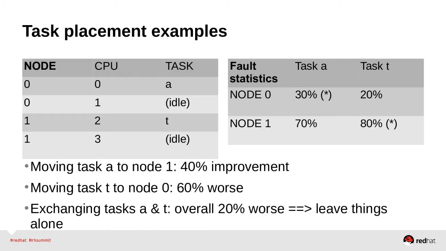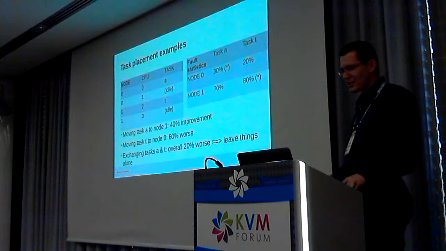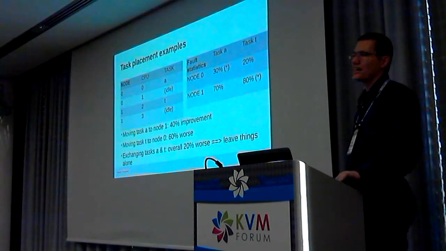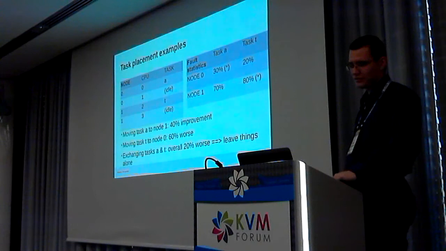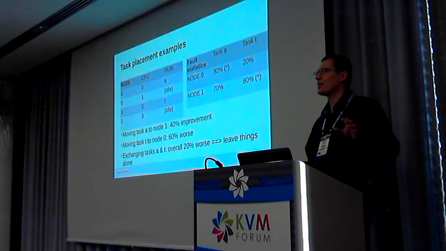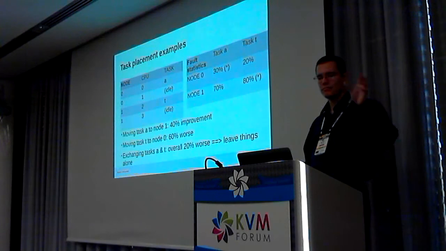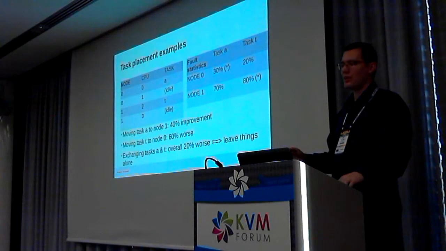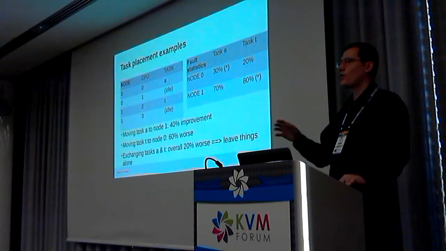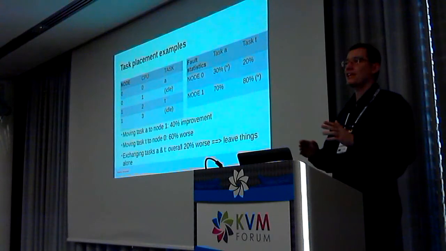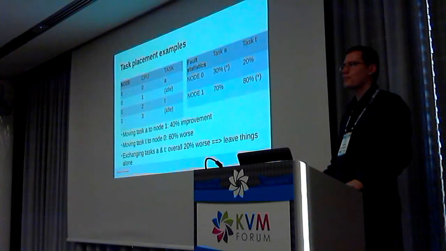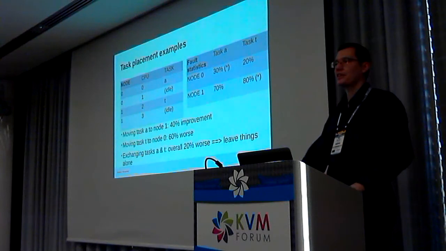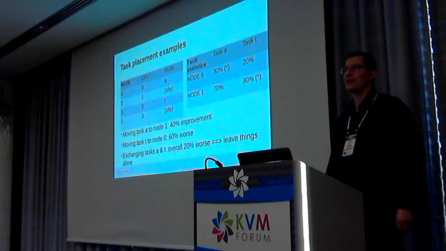Now let's make it a little bit more complicated still. We have a situation, task A exactly the same as before, but task T, running on node 1, has 80% of its accesses there, and only 20% on node 0. In this case, the improvement that we get from moving task A to node 1 is smaller than the reduction in locality that we get from moving task T over to node 0. So it's best to just leave things alone and let the memory migration code deal with it and gradually move the memory over to where the tasks are.